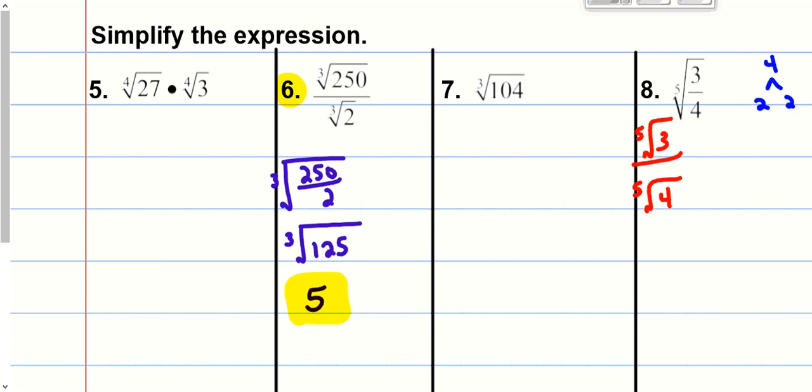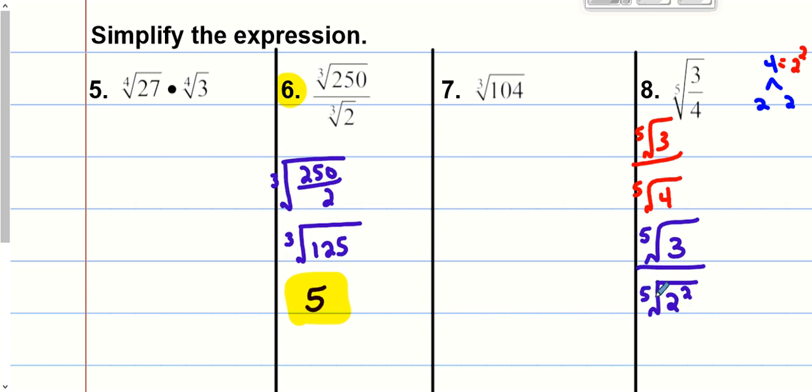So if I were to rewrite that, it would be 2 squared. So let's do that in our next step. I'm going to color code these steps so that they don't all run together for you. So the 5th root of 3 divided by the 5th root of 2 squared. Now then, looking at that, how many do I need on the bottom for it to cancel?